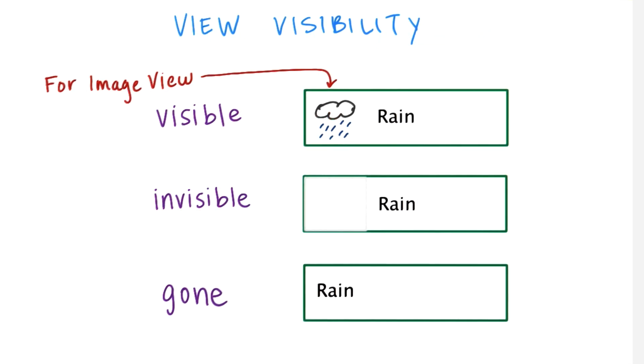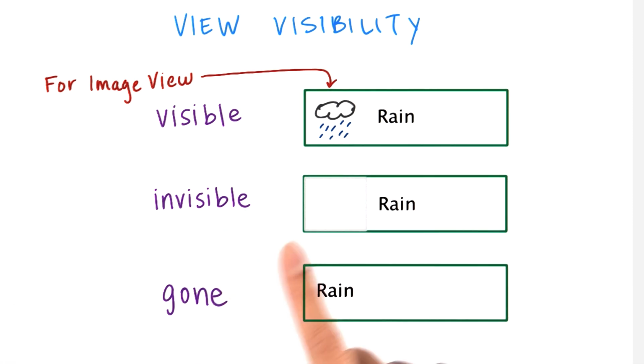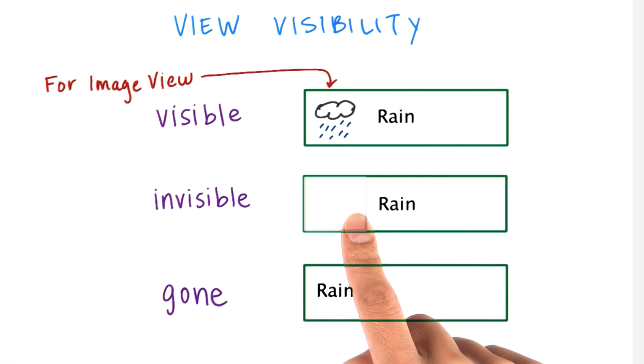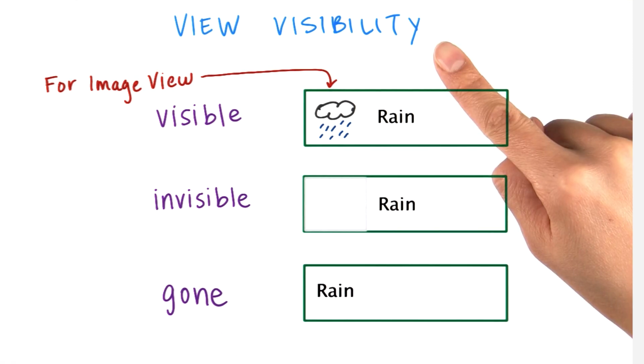All views have a visibility property. For this image view, it could be visible, invisible, or gone. If it's invisible, then it's not shown, but there's still a placeholder for it. We still have to go and measure the size of it. If it's gone, then it's not even in the layout. It's as if it didn't exist in the XML. You can also toggle the visibility of a view dynamically during runtime.